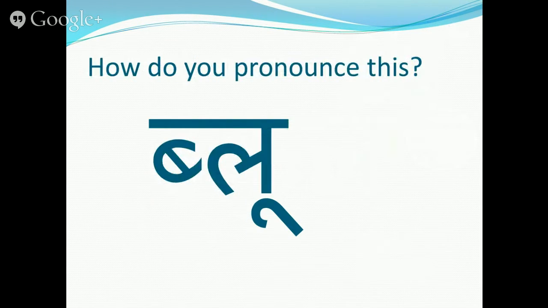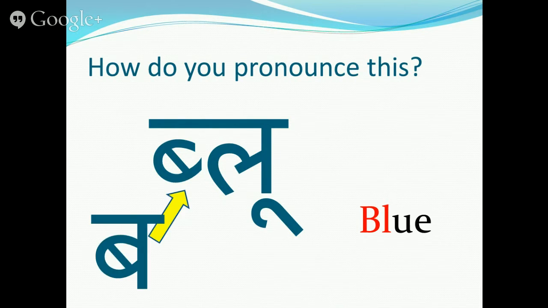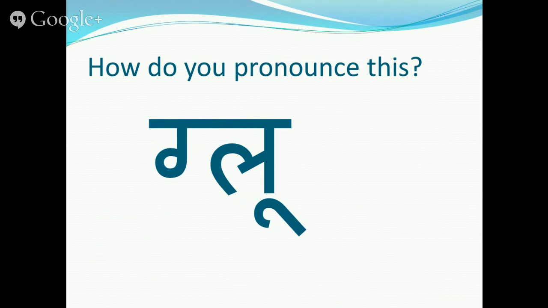So, how do we pronounce this? This is half of a b followed by lu, which would be pronounced blue. Very good, that is b. How would we pronounce this? This is half of a g followed by lu.